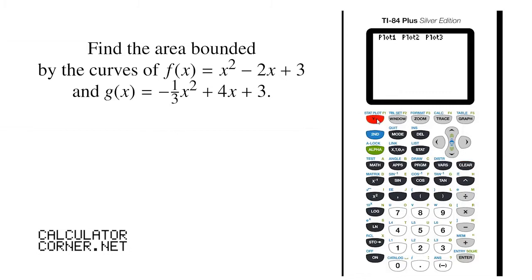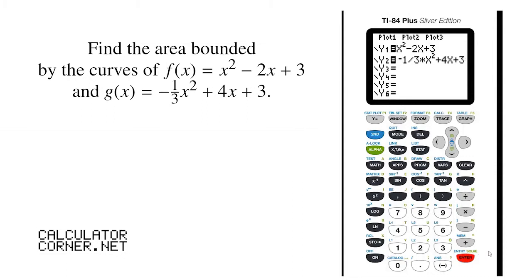I'm going to go to y equals, and for y1, I'll enter the f of x function, x squared minus 2x plus 3. Press enter. And for y2, I'll enter the g of x function. Negative 1/3, so 1 divided by 3, times x squared plus 4x plus 3. And press enter.